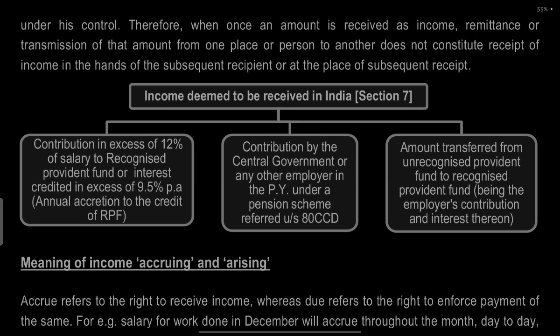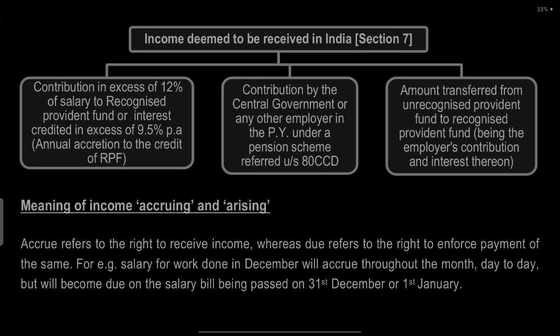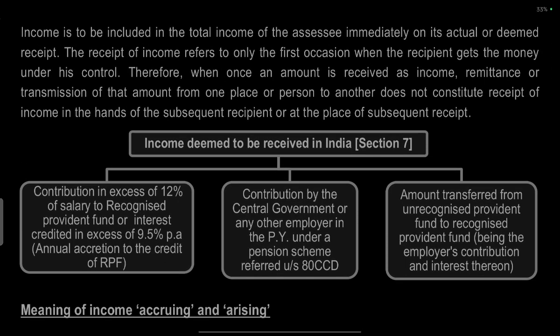Income deemed to be received, under Section 7: the employer's contribution in excess of 12% of salary to a recognised provident fund, or interest credited in excess of 9.5% per annum to a recognised provident fund, and contribution to the Central Government or any other employee under Section 80, and the amount transferred from an unrecognised provident fund to a recognised provident fund, being the employee's contribution, are income deemed to be received.